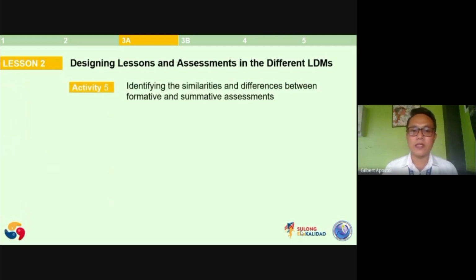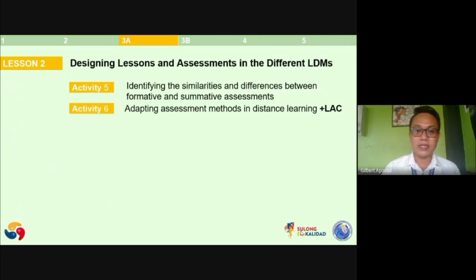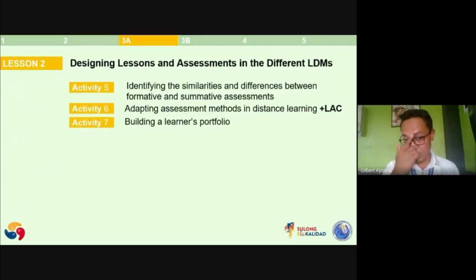Activity number 5 is identifying the similarities and differences between formative and summative assessments. Activity number 6 is adapting assessment methods in distance learning plus LAC. And activity number 7 is building a learner's portfolio.